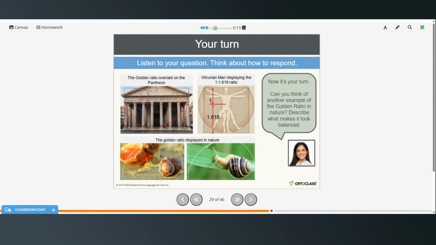Leela talked about how the golden ratio can be found in nature. Now it's your turn. In a moment, the teacher will ask you to think of another example of the golden ratio in nature and describe what makes it look balanced. Think about it. And remember that you can use examples from these pictures in your answer.